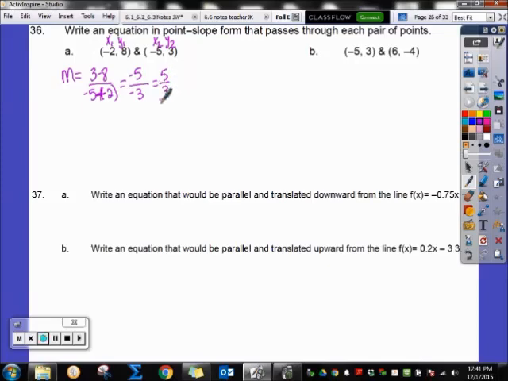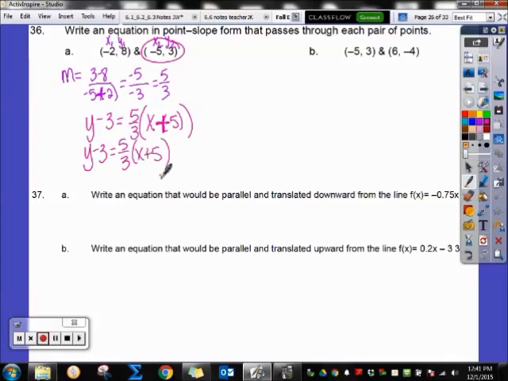And next you need to pick a point, and either point will work. I'm just going to pick the second point. So we would say y minus 3 equals 5/3 parentheses x minus negative 5. And then the only thing that you would need to clean up is change that double negative to a plus. And just to clean it up, I'm going to rewrite it. So there's the point-slope form. You're welcome to use the other point as well.